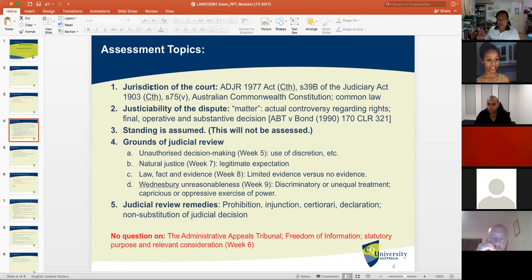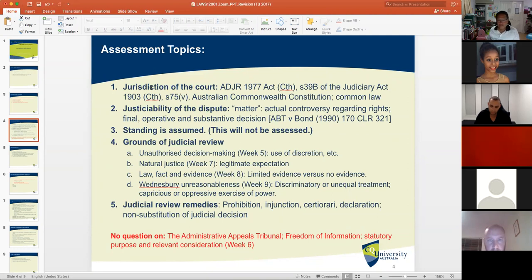So in other words, out of the 4 questions, do not assume that all of the decisions are necessarily final, operative, and substantive. So let us be clear, if the decision is an intermediate decision, it is not final, operative, or substantive, there can be no scope for judicial review. Clear so far? Good. Clear?